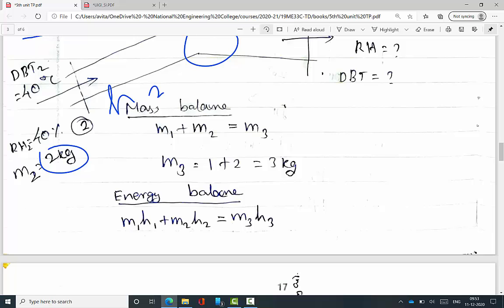Therefore, m1, m2, m3 are already known. With the help of the psychrometric chart, I take the H1 and H2 values also. The remaining thing is H3, so it's the unknown value in the equation.